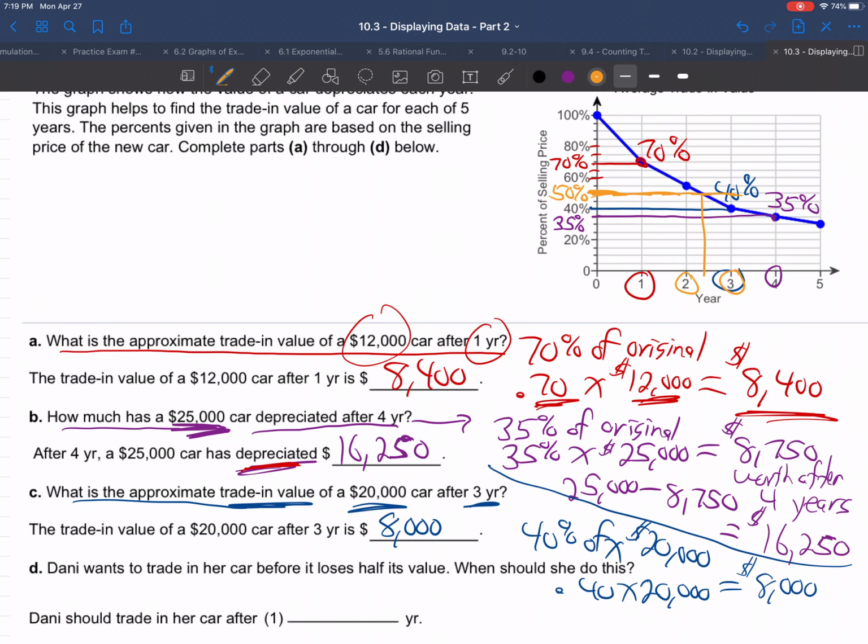So she should trade in the car after 2 years, right after 2 years. That way, it's before it loses half. If she does it right after 2 years, it'll still be above half its value. But if she waits till 3 years, it'll be below 50%. It'll be down to 40% of its value. So there we go.